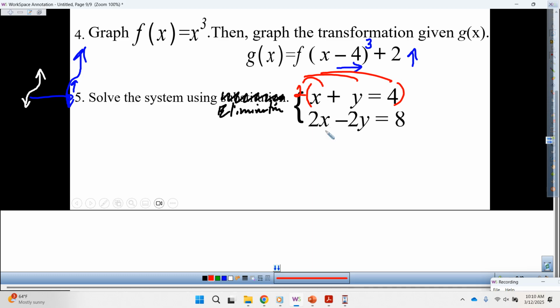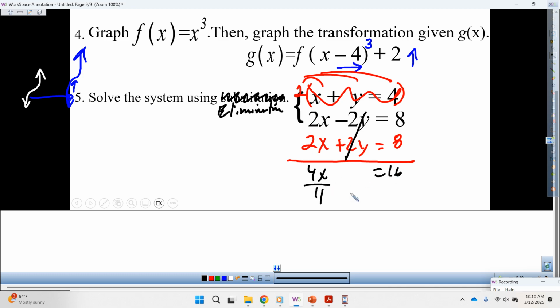Distribute, distribute, distribute. That is 2x plus 2y equals 8. We no longer use that one. So these cancel. We're left with 4x equals 16. Divide by 4. x equals 4. So now we just need a y value. Which equation do you want to use? This one or this one?